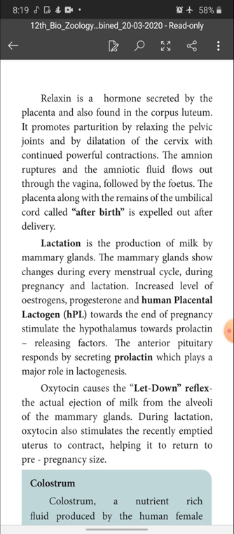Okay, so during pregnancy and lactation, the levels of the hormones estrogen, progesterone and HPL are increased, and towards the end of pregnancy, prolactin releasing factor is released from the hypothalamus. This releasing factor stimulates the anterior pituitary to secrete the hormone prolactin. Prolactin plays a very important role in lactogenesis.